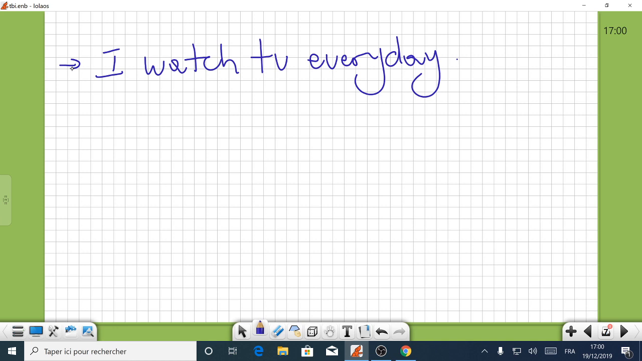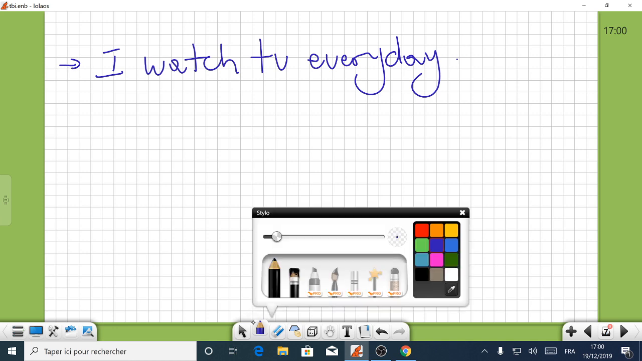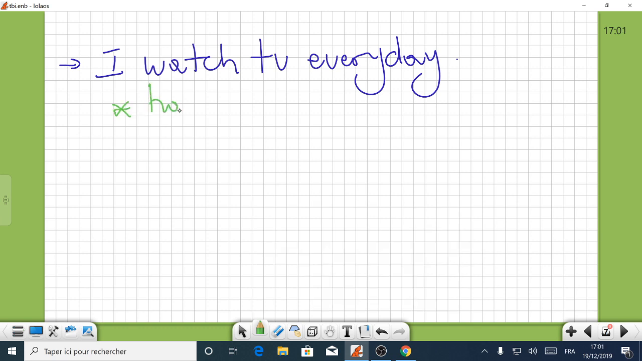Here we have a habit. So we use the present simple to talk about what? To talk about habits, and to talk about normal things and common things that we do in our everyday life. So I watch TV every day. I always go to the supermarket. We listen to music all together on Saturday. So all these sentences are about common things, about repeated things in our daily routine.